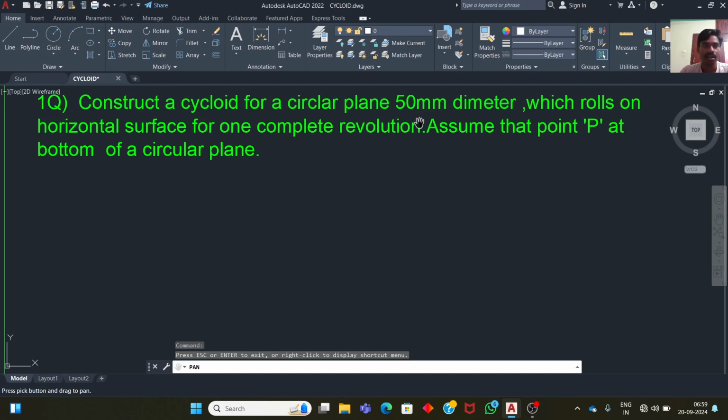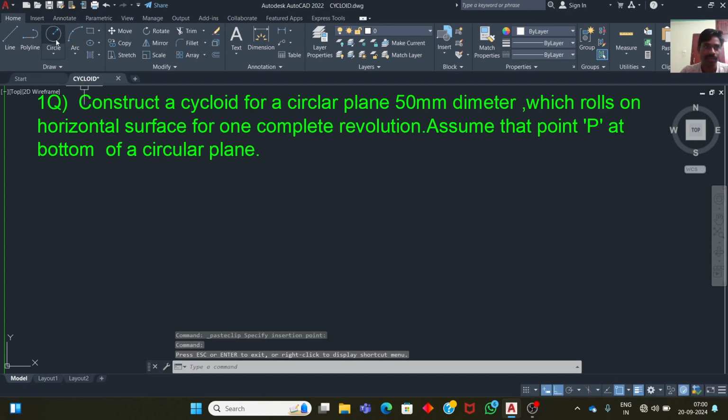So first of all, we will start our construction of the cycloid with the circle command. The circle diameter is given, that is 50 mm. Then after we need to draw one horizontal surface, whose length is 2 pi r. Along that we need to place a point and track that point. We will get a cycloidal curve.